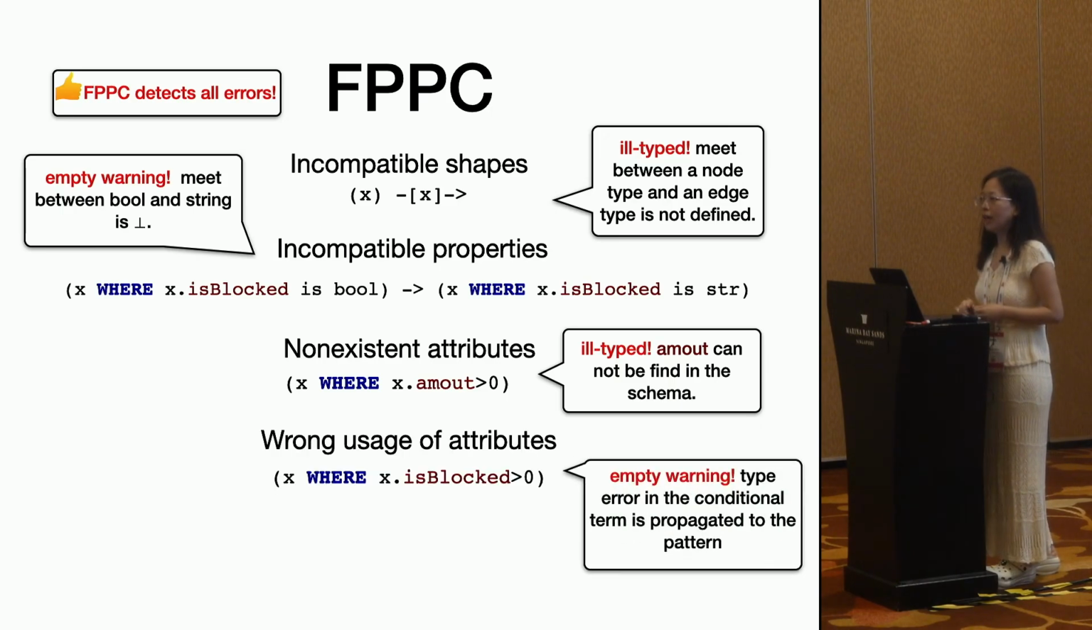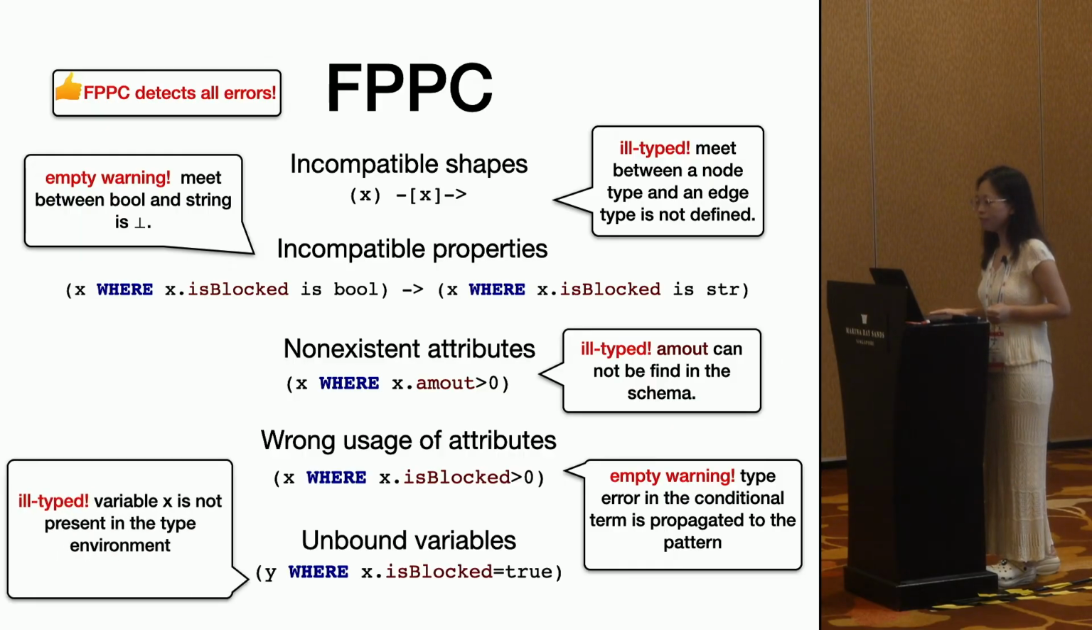Then another one is the wrong usage of an attribute, where it raises an empty result because the type error in the conditional branch is propagated to the patterns. Then the final example is ill-typed since X is absent from the context.